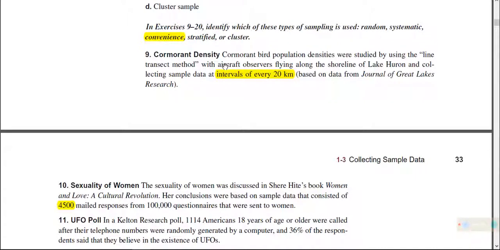Cormorant density. Ayan. So, cormorant bird population densities were studied by using the line transect method with aircraft observers flying along the shoreline of Lake Huron and collecting sample data at intervals of 20 kilometers. So, dito, nakalagay na yung clue natin, intervals of every 20th kilometer. So, kada kilometer natin ay 20th kilometer. So, meron tayong gagamitin na skipping method. So, this is systematic.